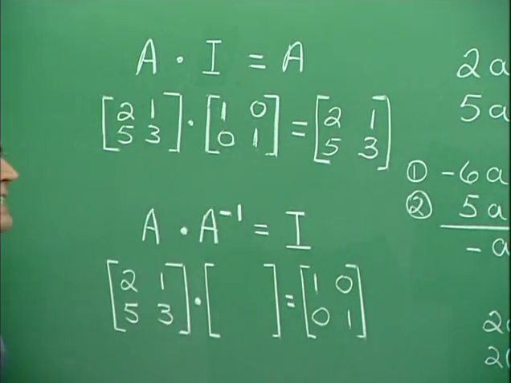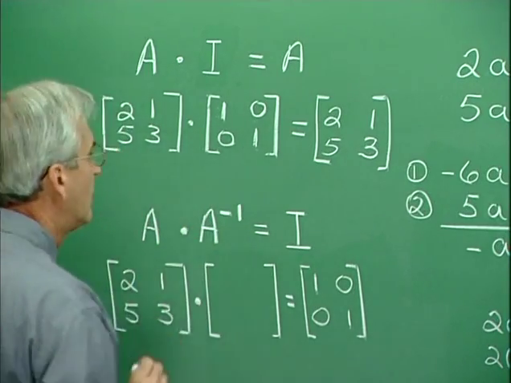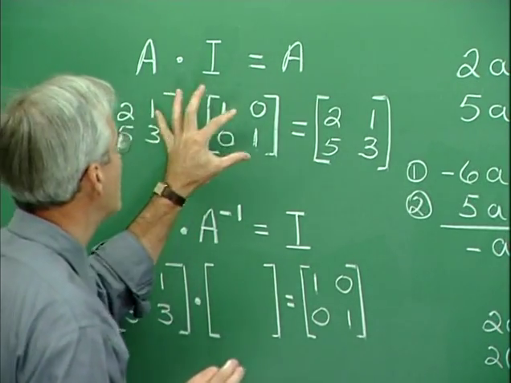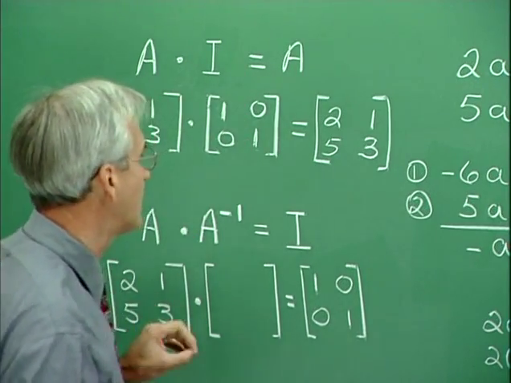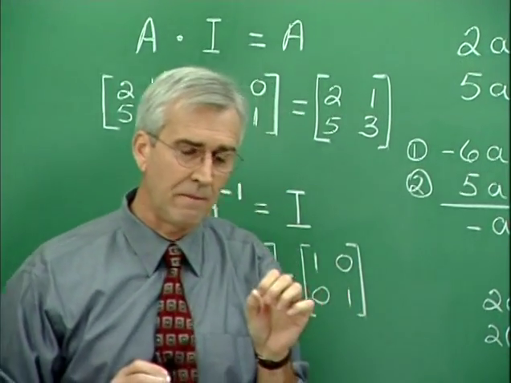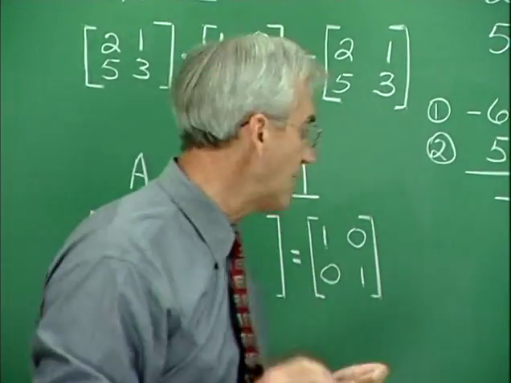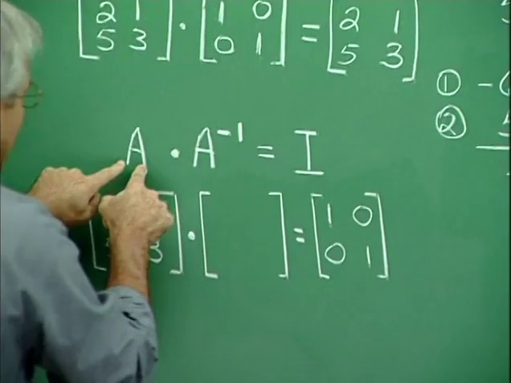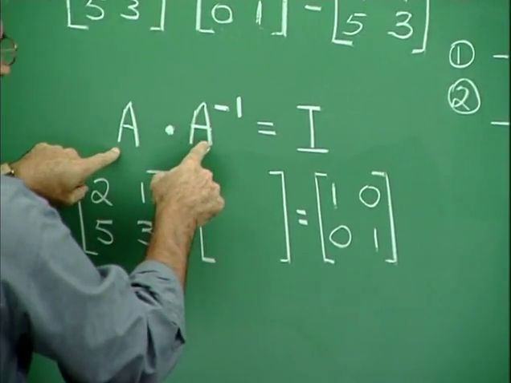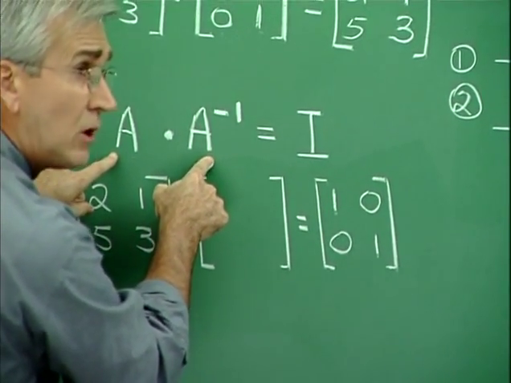So that's the identity matrix. Now, here's what we're trying to do. If we've identified the identity matrix for multiplication, then the inverse is related to that in this way. That is, we take our matrix and we multiply times this inverse, this multiplicative inverse.